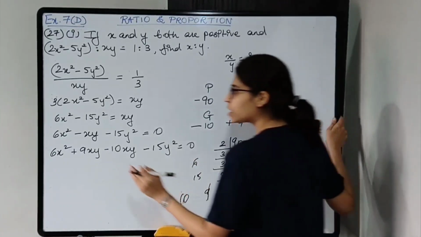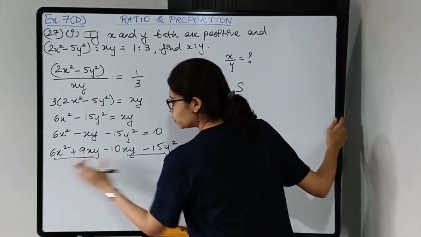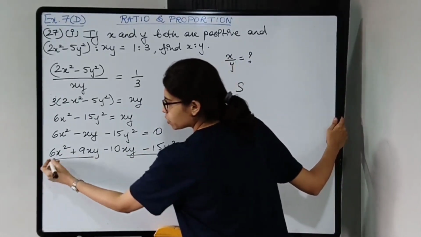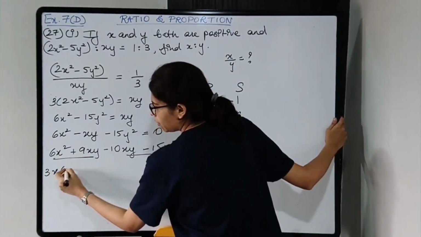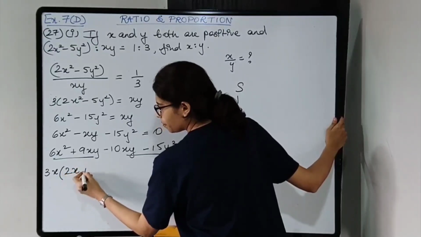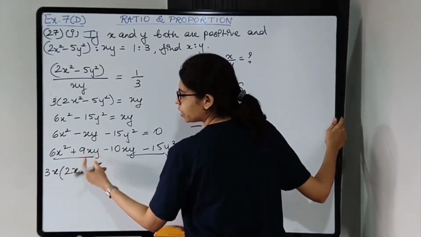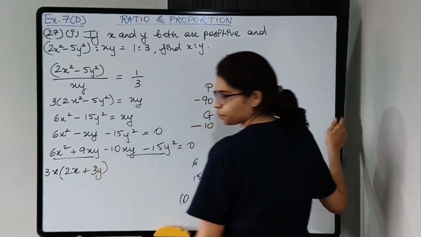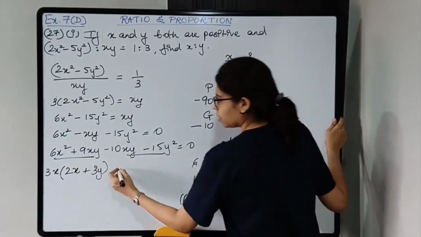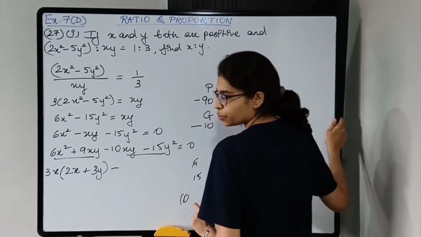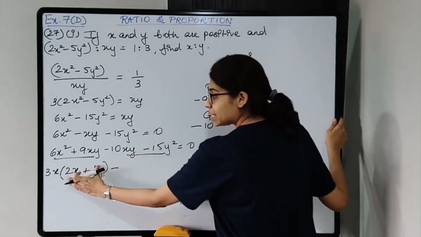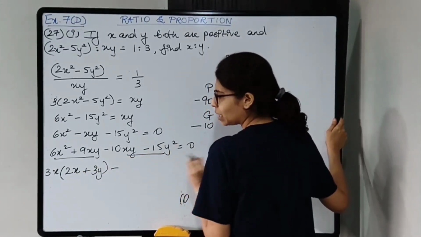Okay, now group first two and last two and take common outside. So here I can take 3 common, यहाँ पे x common, and we are left with 2x. 3 and x went outside, so we are left with 3y inside. Okay, minus I can take common, both are negative, so let's take minus common. Okay, you should get same bracket over here also, same to same bracket.